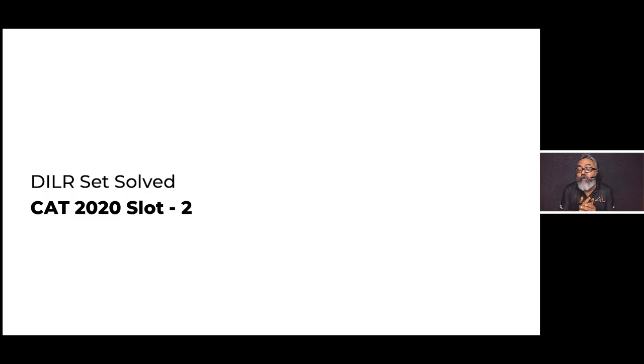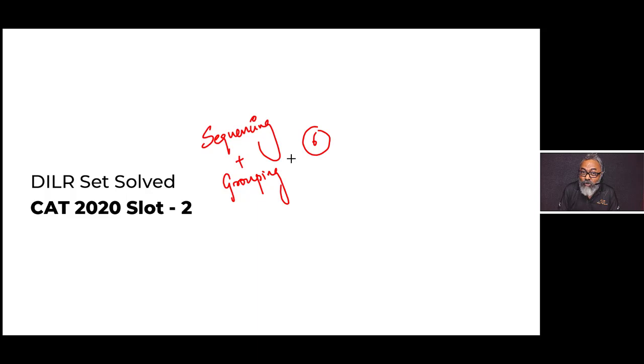Hello, in this video I'm going to pick up a DILR set from CAT 2020 slot number 2. This DILR set has got sequencing and grouping, and it is a 6 question set. So if you get this one, you're getting 6 questions. 6 threes are 18 marks, which is a lot.